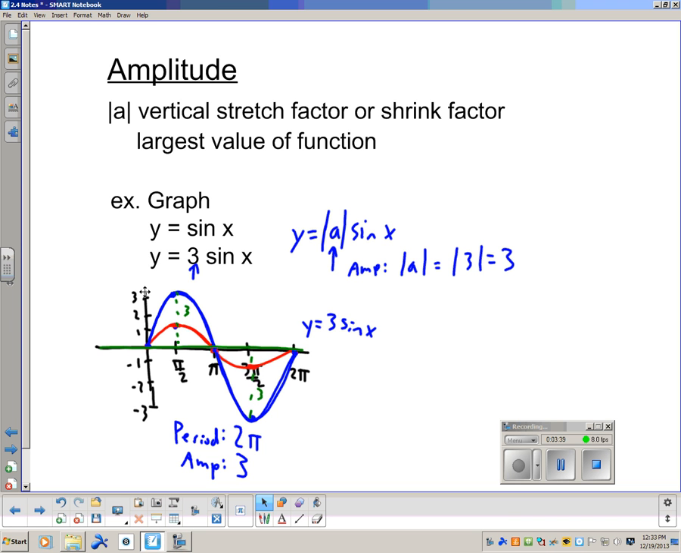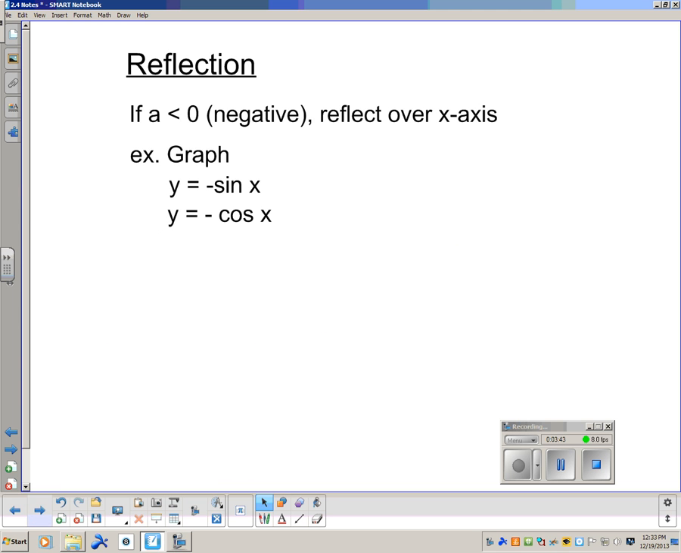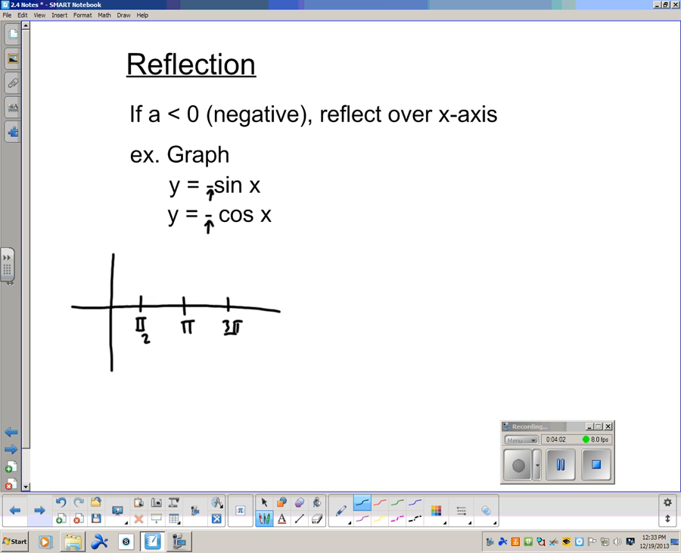So just to remind you how to find those pieces. Reflection is the third piece I was telling you about here. If a here is negative, so notice you got a negative sign here, and notice you got a negative sign here, we're going to reflect that over the horizontal axis. So let's practice graphing these out again. Hopefully you'll get really good at these. I'm going to do 2 of these.